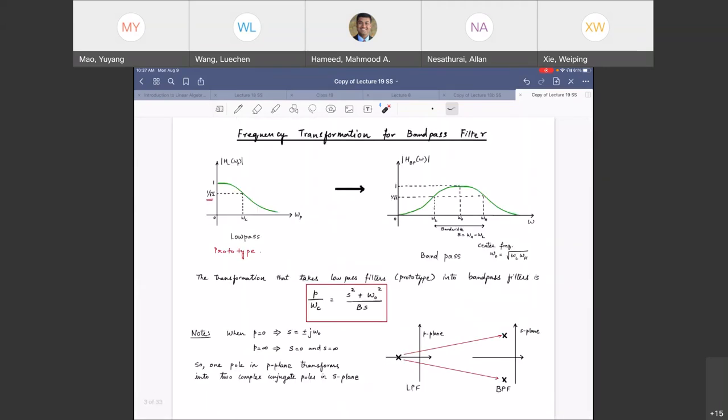Now let's take a look at how you take a low-pass filter and get a band-pass filter. Why are you talking about only the low-pass filter and the band-pass filter? Why are you not talking about the high-pass filter? Why are you not talking about the band-stop filter? Well, the reason is this.